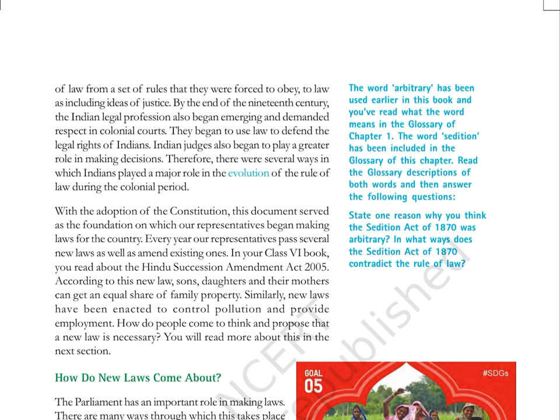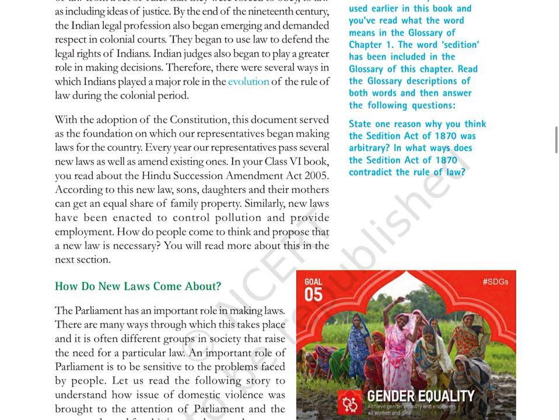With the adoption of the Constitution, this document served as the foundation on which our representatives began making laws for the country. Every year, our representatives pass several new laws as well as amend existing ones. In your Class 6 book, you read about the Hindu Succession Amendment Act 2005. According to this new law, sons, daughters, and their mothers can get an equal share of family property. Similarly, new laws have been enacted to control pollution and provide employment.